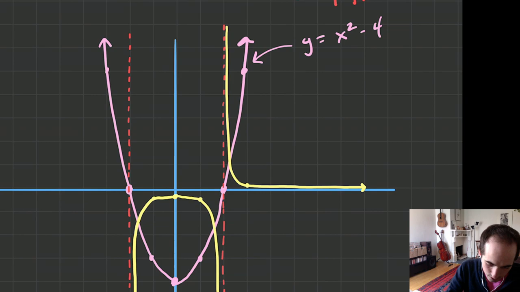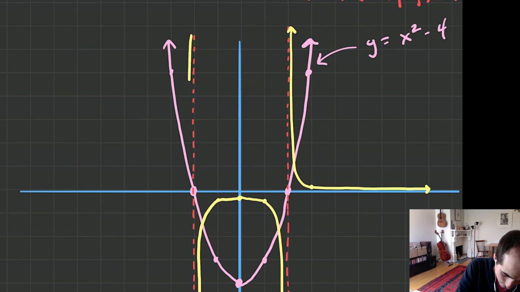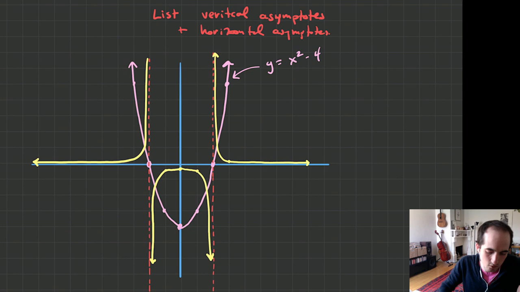Don't forget, I'm going to draw a little arrow over here to signify that it keeps going on forever in that direction. And then I'll do the same thing over here. Okie dokie. And there you have it. There is the reciprocal function of this quadratic. So we started off with a quadratic function, we graphed it, and then we wrote all of... Oh, and then I forgot to do the horizontal asymptotes.